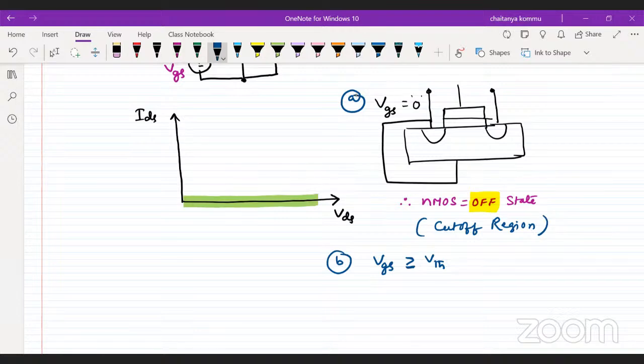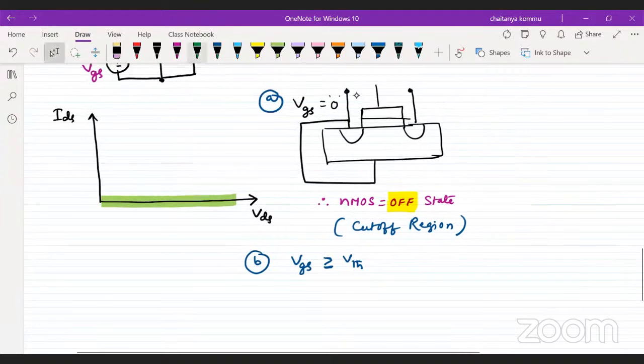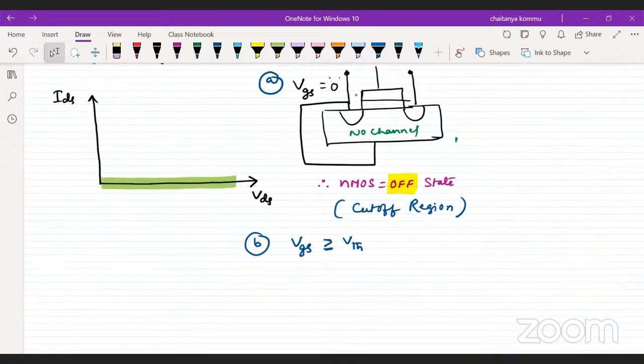So here we observe that there is no channel. I can write it here, no channel, right? Here is no channel. So by applying VGS greater than VTH, will a channel layer be formed or not? Yes, an inversion layer will be formed because the gate will attract carriers towards the silicon dioxide.